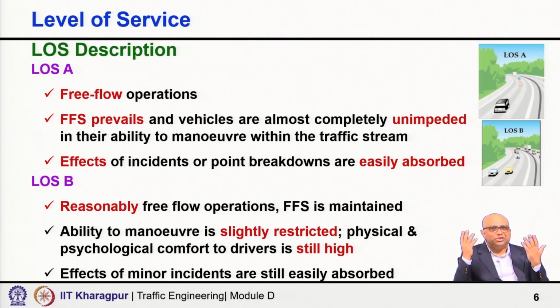Everybody travels and enjoys high freedom of movement. Because of that, the effects of incidents or point breakdowns can easily be absorbed by the traffic stream. LOS B, reasonably free flow operation, still the free flow speed is maintained. Ability to maneuver is slightly restricted.